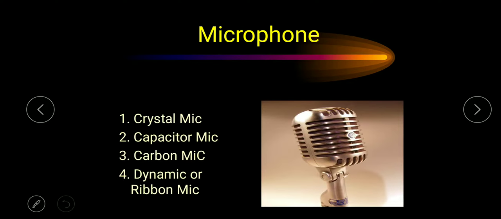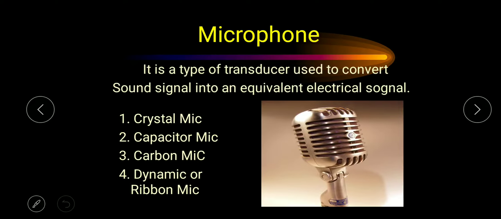Then we will go with the microphone, that is the input section of the audio system. What is meant by microphone? We have already learned that it is a type of transducer used to convert a sound signal into an equivalent electrical signal. Now there are four types of microphones: crystal microphone, capacitor microphone, carbon microphone, and the fourth one is dynamic or ribbon microphone. They are designed as per convenience and as per the accuracy, sensitivity, and various characteristics they have.